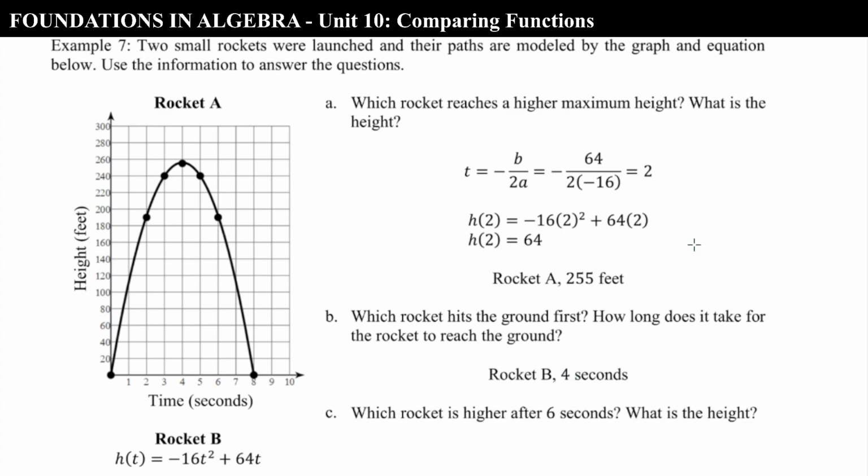Which rocket is higher after 6 seconds? Well, we know it's going to be rocket A because rocket B has already hit the ground at 4 seconds. So we're going to look at our graph, and at 6 seconds, it looks like we're at about 190 feet. So this should say rocket A is going to be higher at 190 feet. So this is not rocket B, this is actually rocket A.